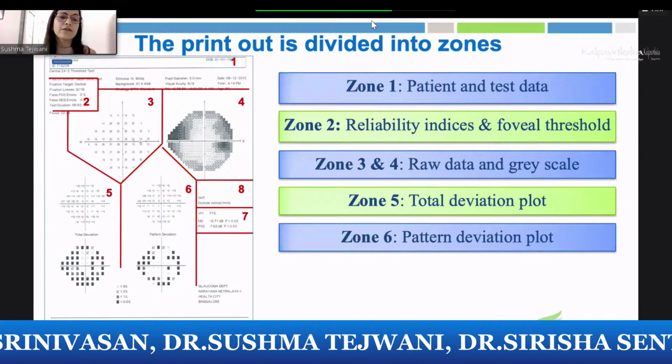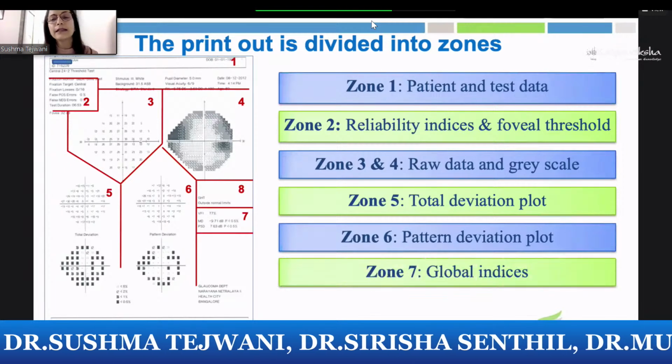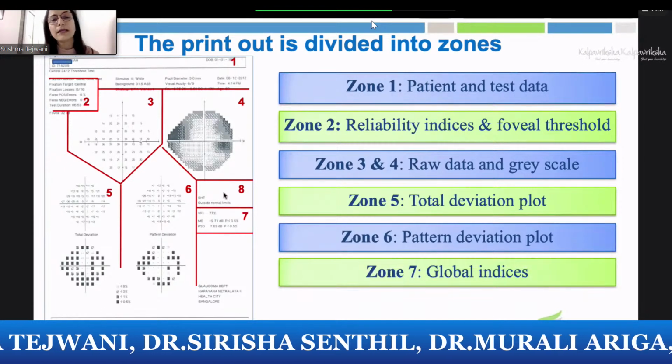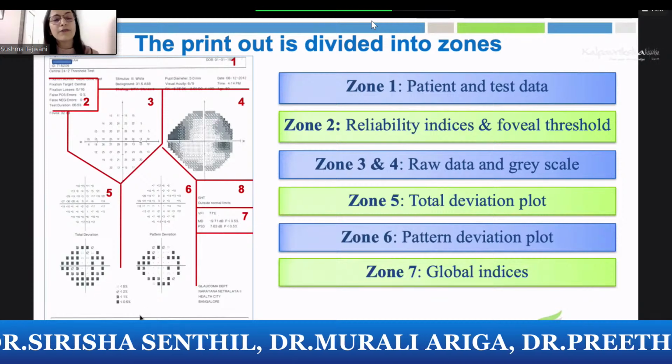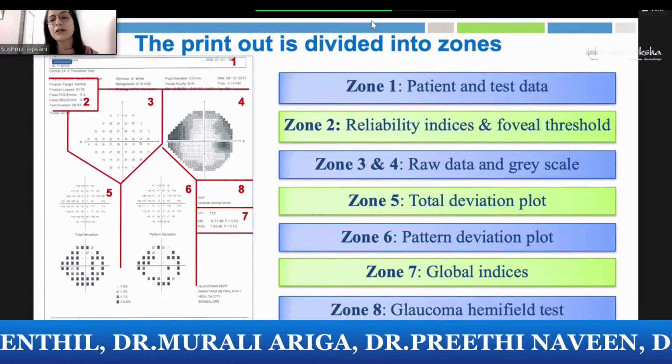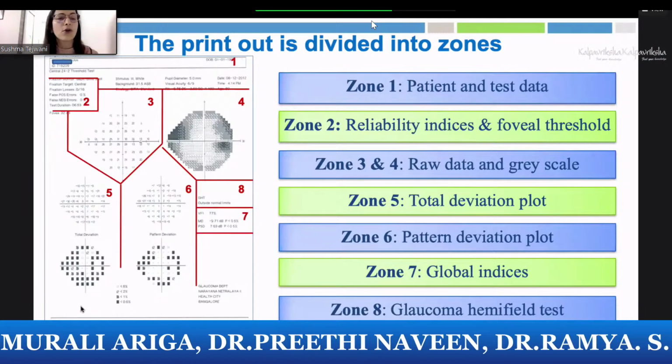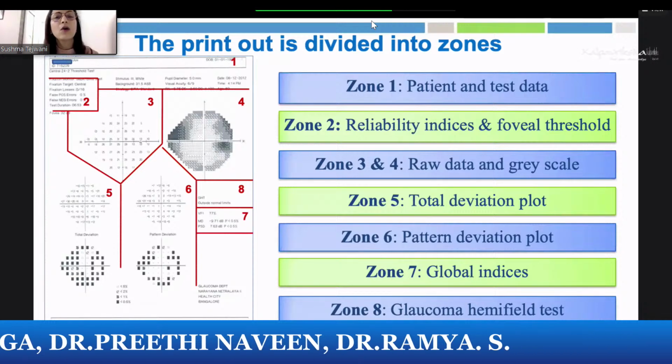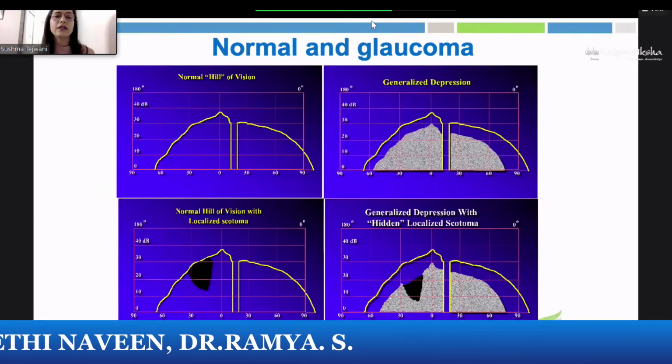That means the focal defects get highlighted there. And finally, zone 7 gives you the global indices in terms of VFI, mean deviation, and pattern standard deviation. And zone 8 gives you the glaucoma hemifield test. So these are all components of the printout that we need to look at.